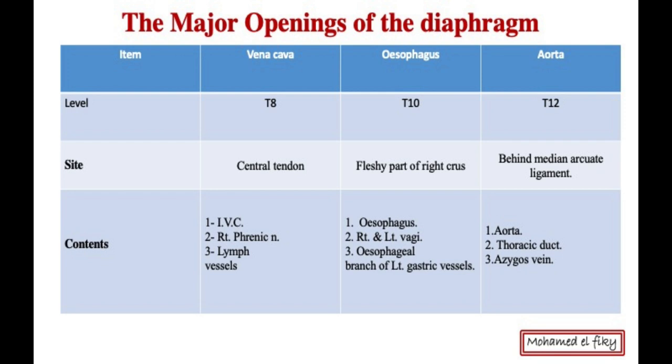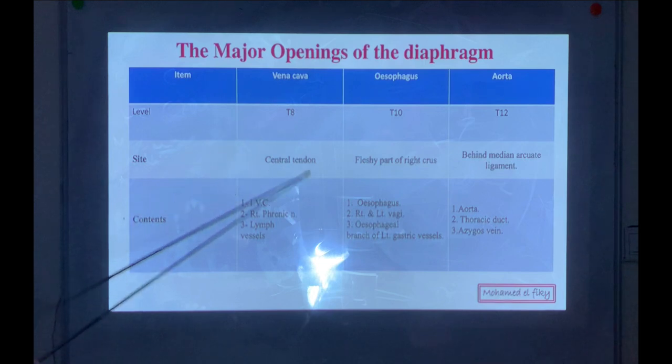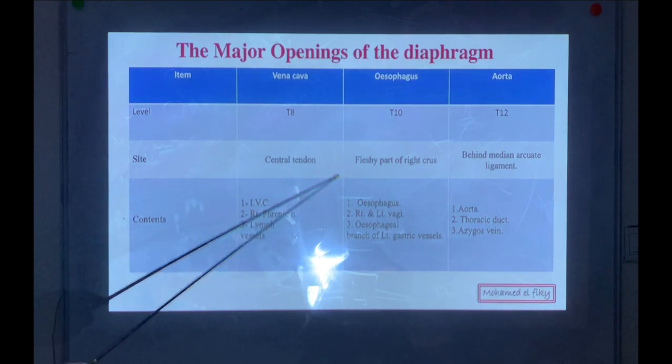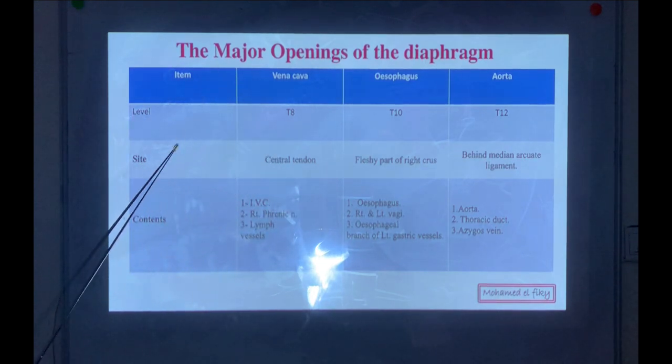Contents of the aortic opening: the first content, from its name, is the aorta. The second content, thoracic duct. Third content, azygos vein. Usually the medical student is asked about these contents. This table is very important for medical students: level of each opening, site of each opening, and the content.